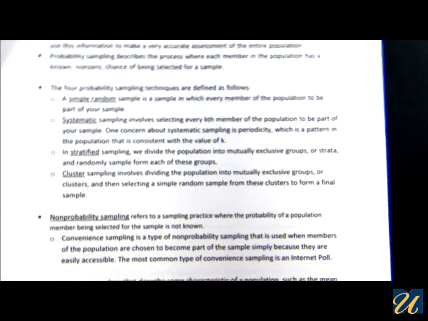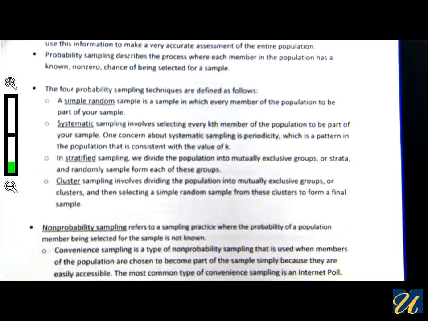We have the simple random sample, which is a sample in which every member of the population has an equal chance to be part of the sample. Systematic sampling involves selecting every kth, which means every third, every fifth, every 10th, every 20th. That's what K stands for, a specific number of the population to be part of your sample.